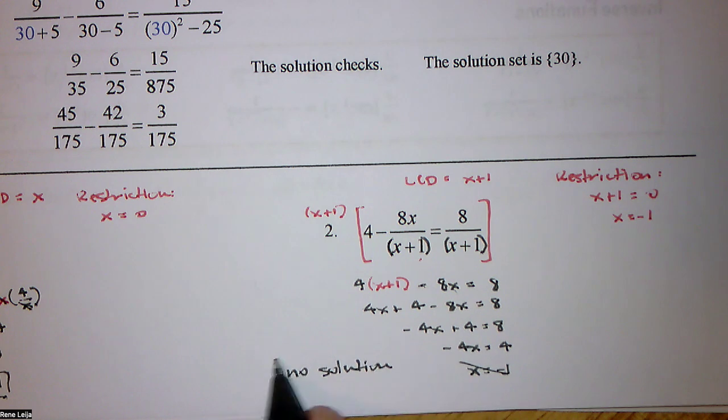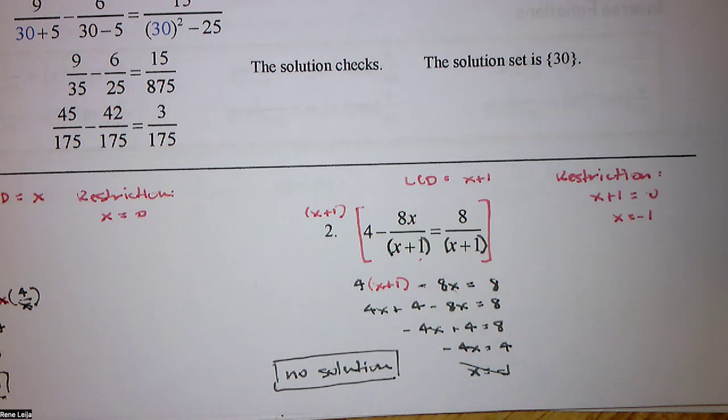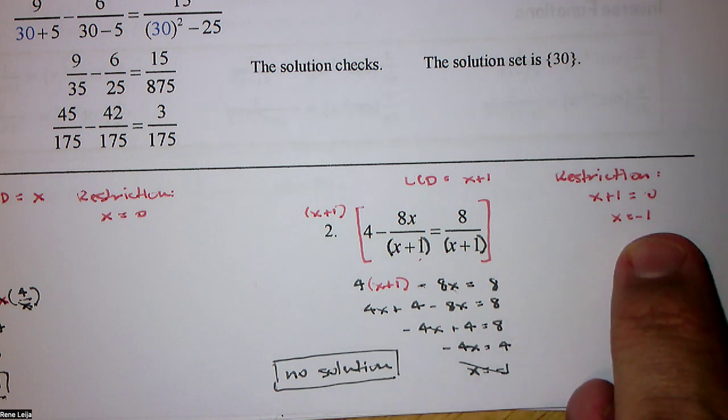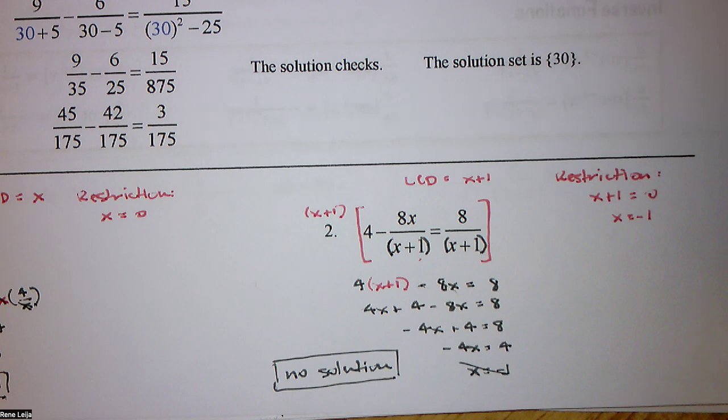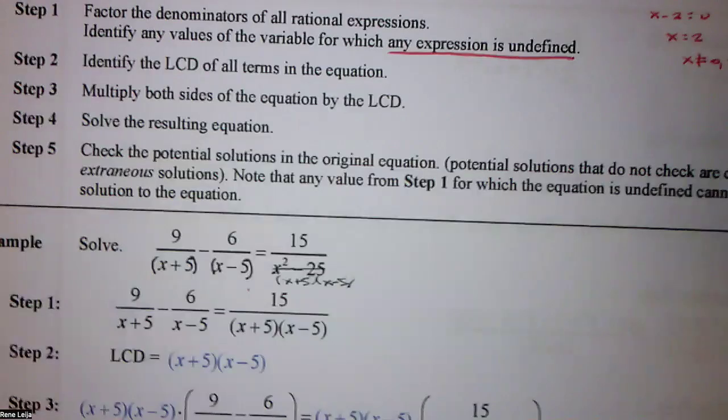Now, there will be some times where this is going to turn into a quadratic, which means you might have 2 answers. And then if one of them is restricted, then you throw the bad one away and then you keep the good one. Okay. All right. So let's look at the next one.